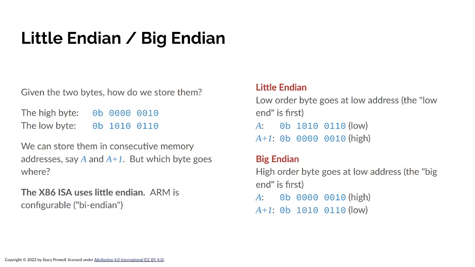I mentioned the 6800 processor before. It was a Big Endian processor. The x86 is a Little Endian processor. And ARM is configurable, but most of the time you'll find it being used in a Little Endian configuration, at least in most of the environments where you're likely to encounter it.